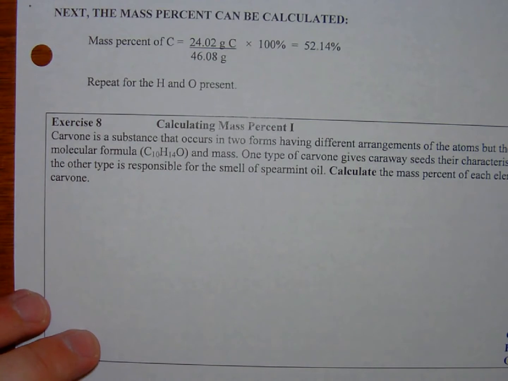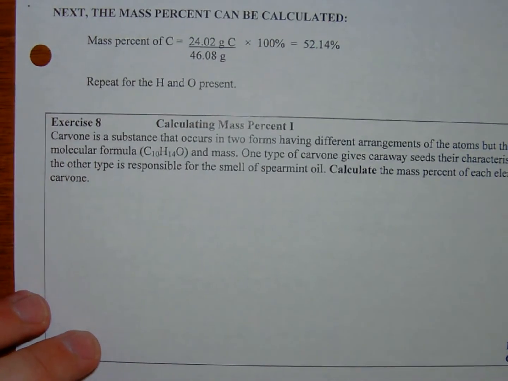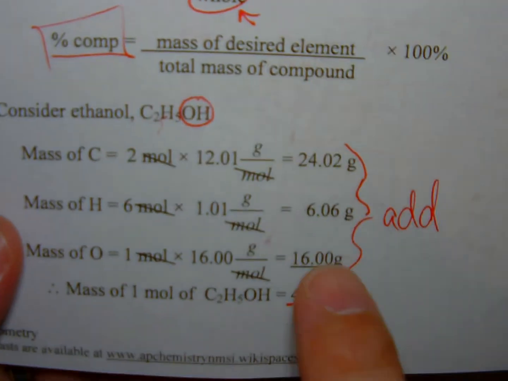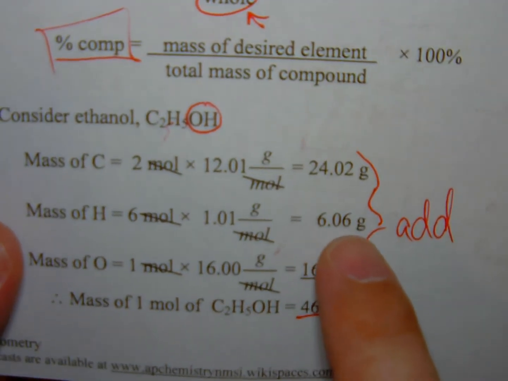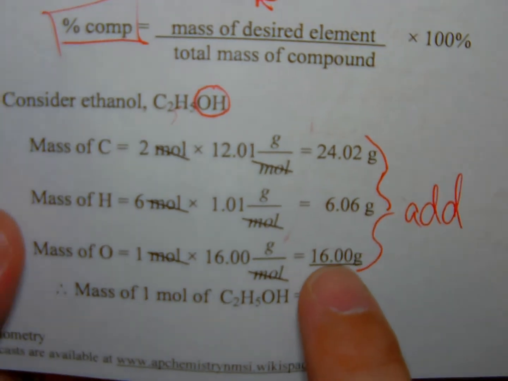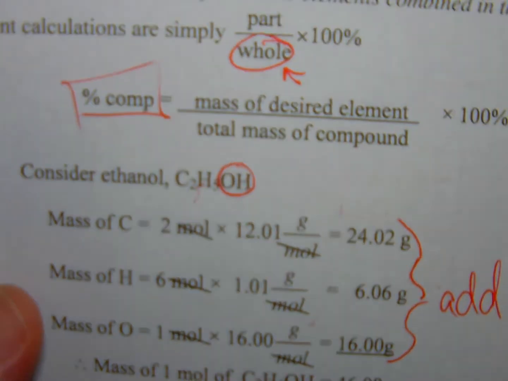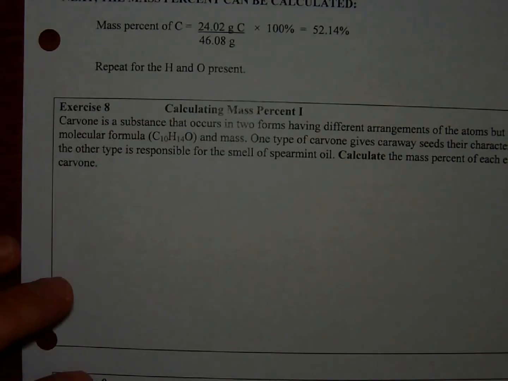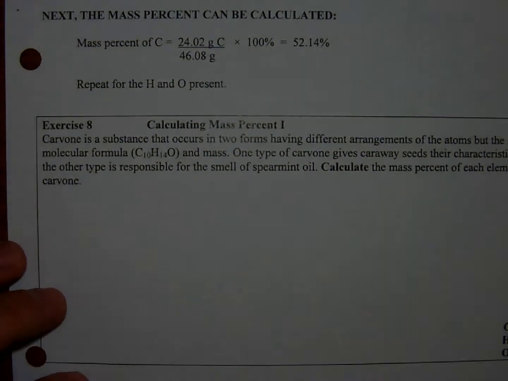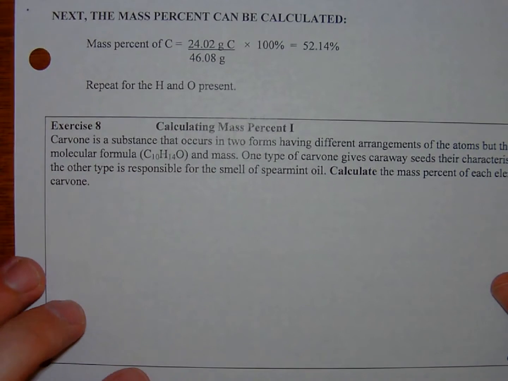And then we would simply carry this out for hydrogen. I would take the mass due to hydrogen, which is the 6.06, divided by the 46.08 and multiply it by 100%. And then I would take the 16.00 grams divided by the 46.08 grams, multiply it by 100%. And I would have my percent composition due to each of these 3 elements.